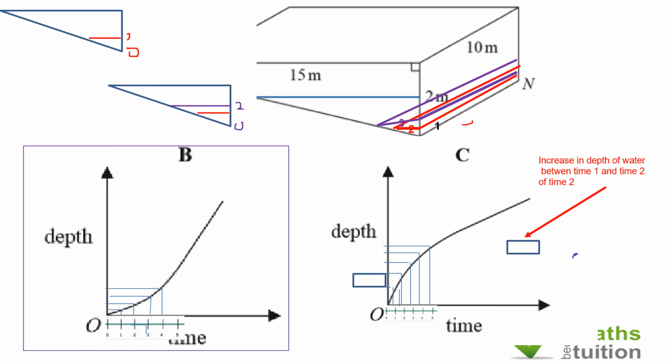If you superimpose that to the change in the depth of water between time 2 and time 3, we have this here. And you can see clearly that the change in the depth of water between times 1 and 2 is greater than the change in the depth of water between times 2 and 3, because the volume has increased and therefore the change in the depth of water will be smaller. So the graph we're looking for will be graph C and not graph B, because the reverse is the case for graph B.